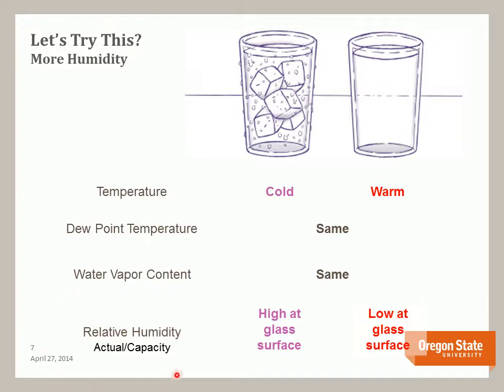The relative humidity changes. So the relative humidity at the glass surface is high, because the capacity is lower because of the lower temperature. Whereas at the warmer glass, the capacity is greater, so the relative humidity is lower. So this means that at higher relative humidity, we get condensation. Another way to look at that is the dew point and the temperature for this glass are closer together than they are for this. So therefore you have a higher relative humidity.